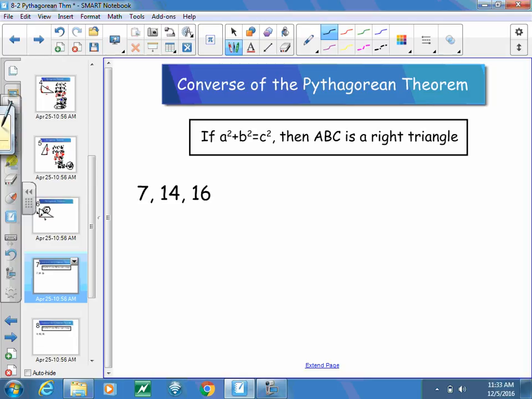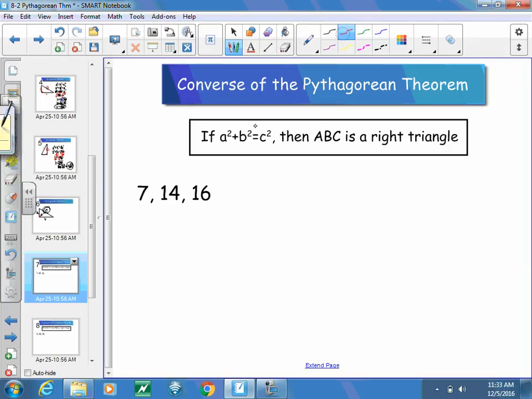Right now we're going to be looking at the converse of the Pythagorean theorem. Converse, remember, is when you take your two statements and flip them around in an if-then statement. So we had before that if ABC is a right triangle, then A squared plus B squared equals C squared. Here we are reversing that. So now it says that if A squared plus B squared equals C squared, then ABC is a right triangle.